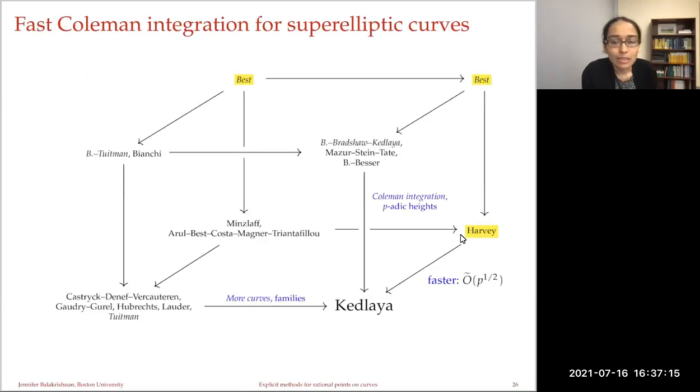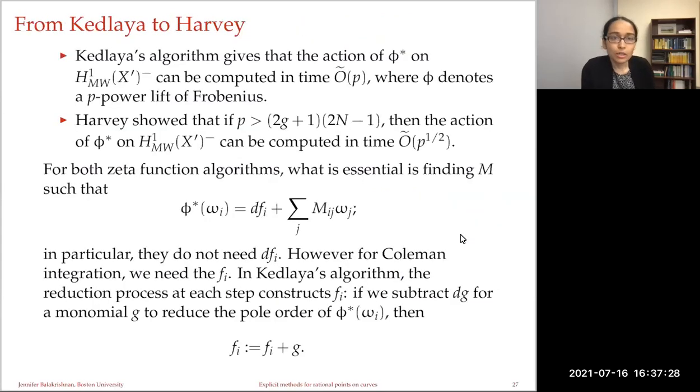All right, so now moving in the fast direction of applying Harvey's enhancements to Kedlaya and the work of Alex Vest to combine this with Coleman integration algorithms. So maybe to start with Kedlaya, Kedlaya's algorithm gives that the action of Frobenius on this odd part of H1 can be computed in time soft O of p, where that's just ignoring the log factors that show up.